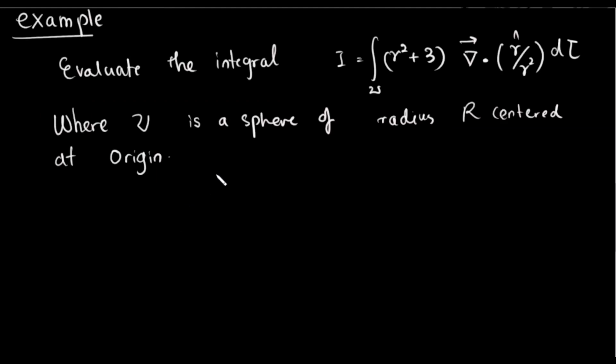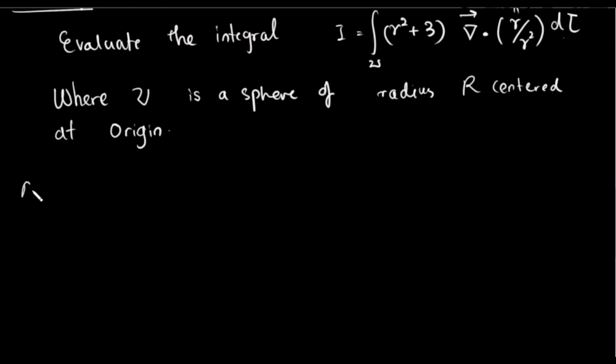Okay, now there is an example for you to try. Evaluate the integral I, which is a volume integral, of r squared plus 3 times the divergence of r hat divided by r squared, where d tau is the infinitesimal volume element, and the volume represents a sphere of radius r centered at the origin. Now I'm going to do this example.